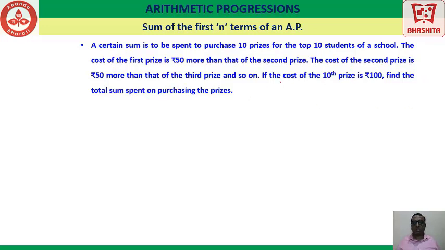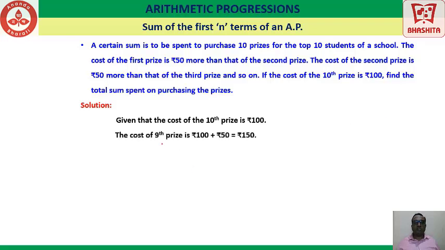So what has happened here is the cost of the 10th prize is given as 100. Please understand, students, what is given to us is this. 10th prize is 100. What can be said about the cost of the 9th prize? The cost of the 9th prize has to be 50 more than 100. That is 150 should be the cost of the 9th prize. What should be the cost of the 8th prize? The cost of the 8th prize is 150 plus 50, which is equal to 200.